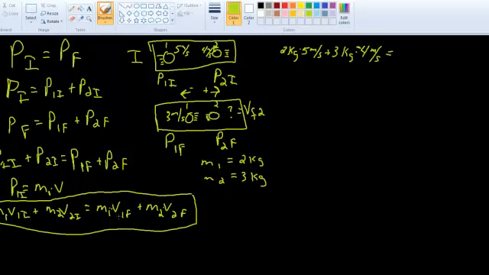Okay, now we're on the right side. The mass 1 is 2 kilograms times the final velocity of object 1. The final velocity of object 1 down here is 3 meters per second. Plus the mass of object 2, which was 3 kilograms, times the final velocity of object 2. Final velocity of object 2 is something we don't know. V2F. This is what we're going to solve for.